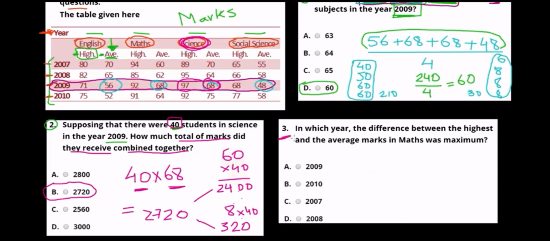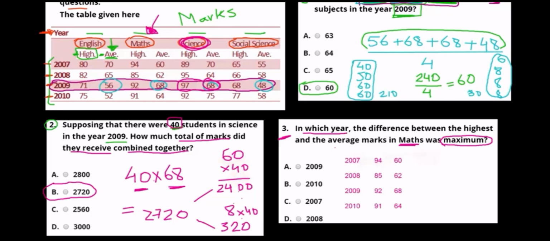Question number 3. In which year? Okay, now they're not telling us the year. The difference between the highest and the average mark in math was the maximum. So we're trying to find out the difference between them, and the biggest difference is the answer. Where is the difference the biggest? So I'm looking at the year 2007. In the subject math, this one over here, the difference between the highest mark is 94.